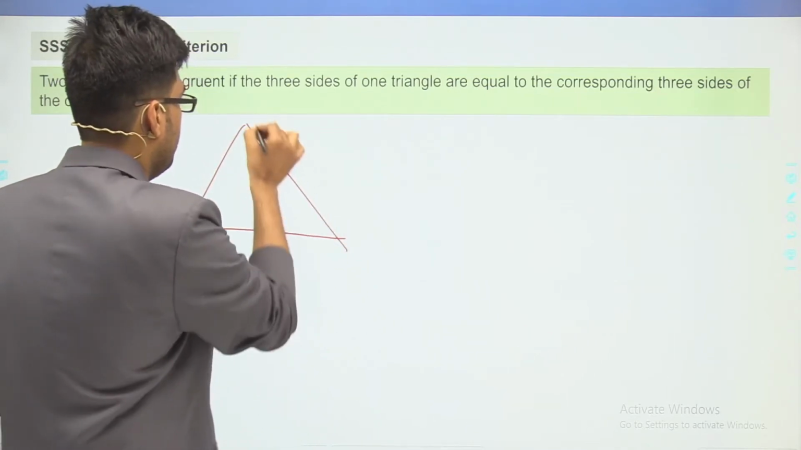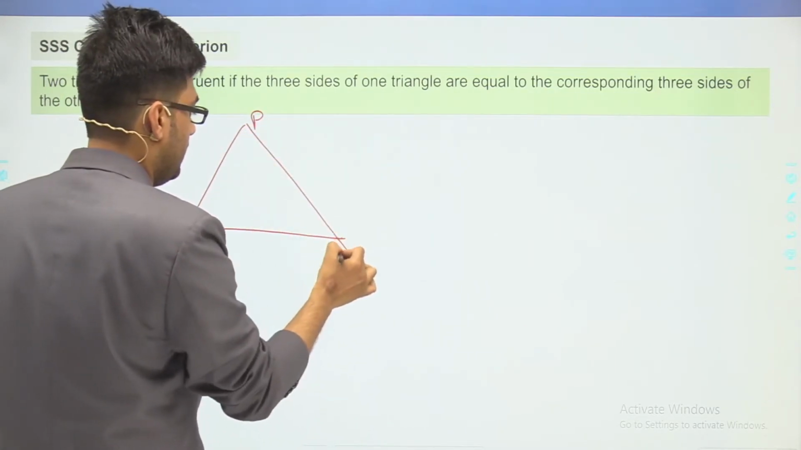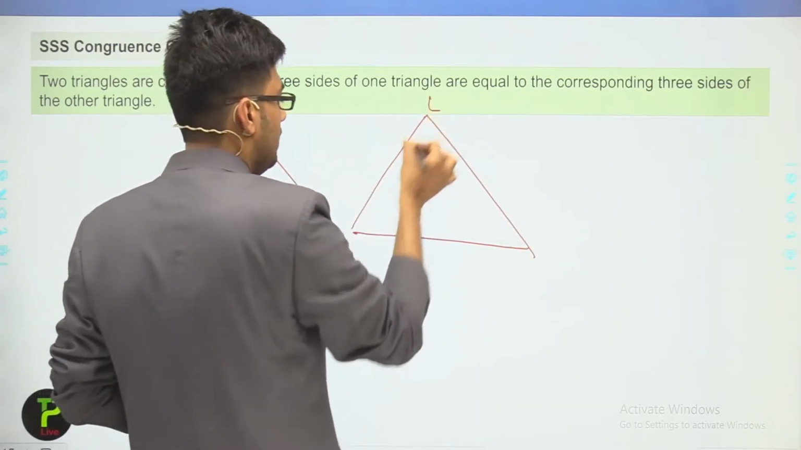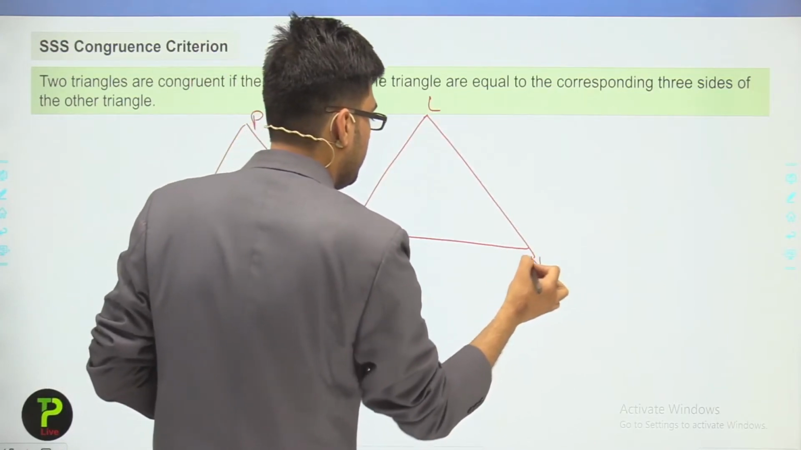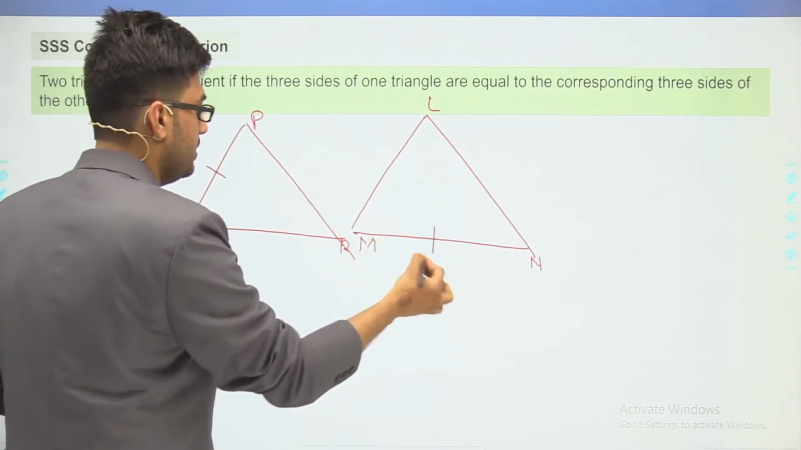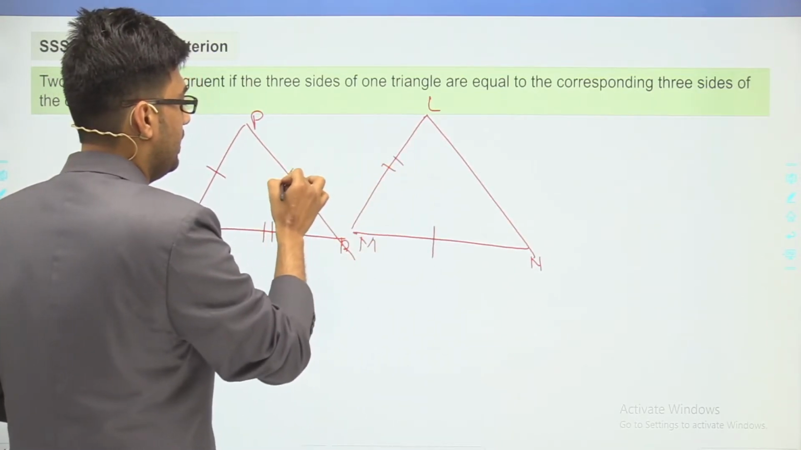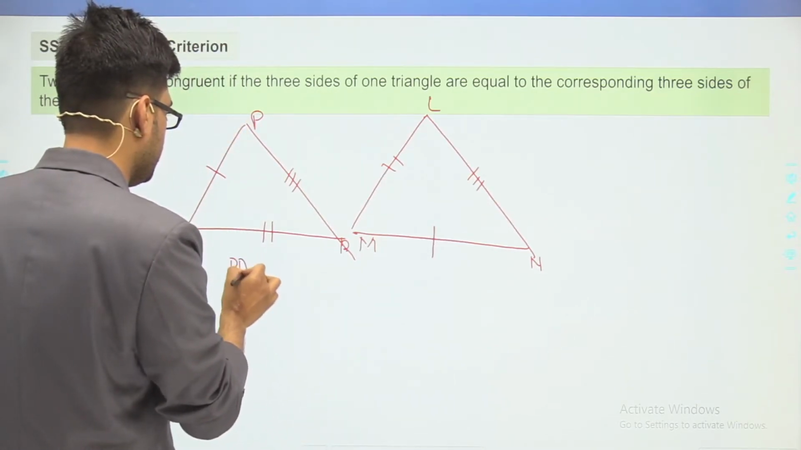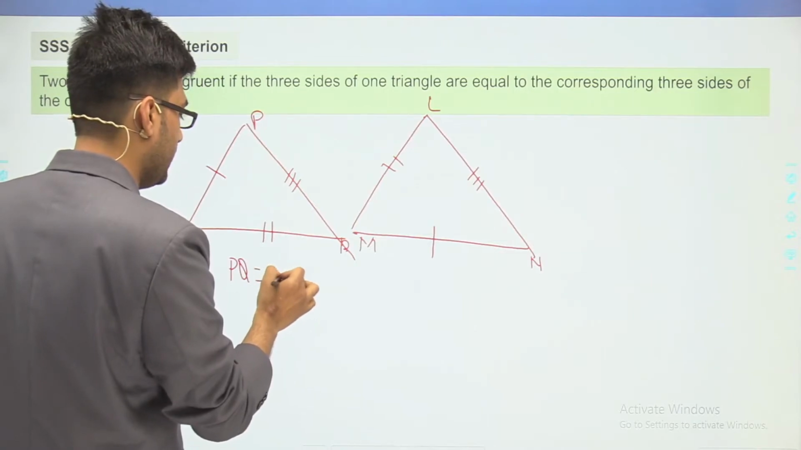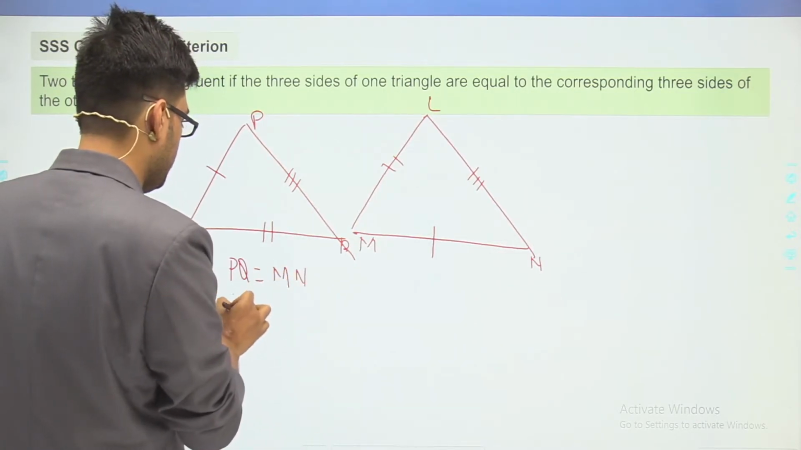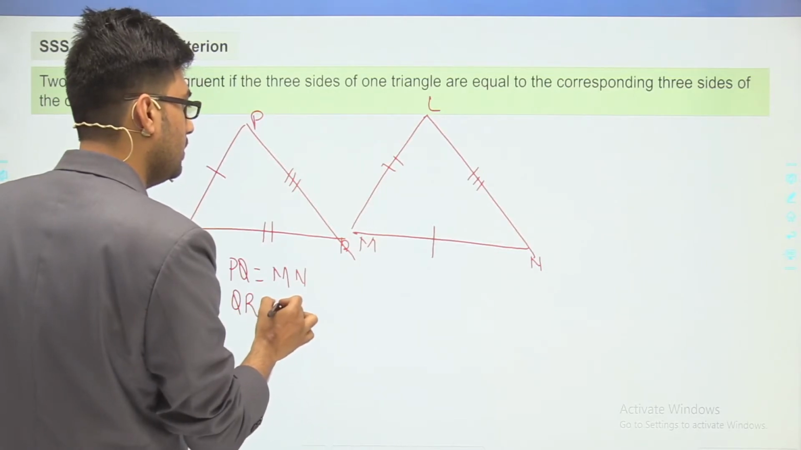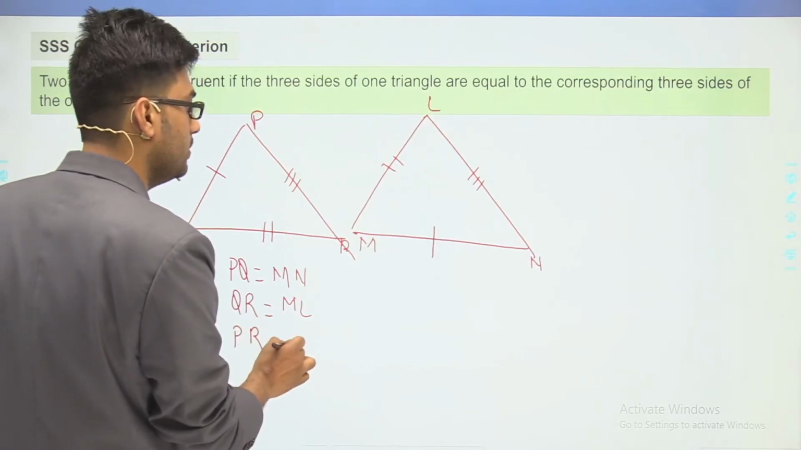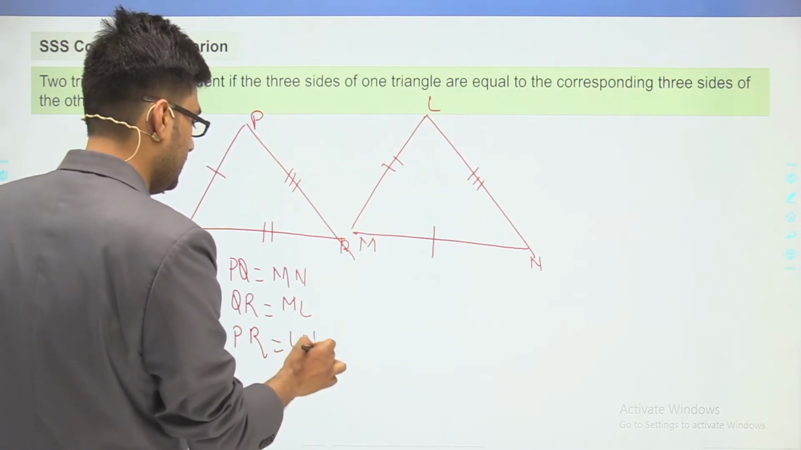This is triangle PQR, and this is another triangle LMN. Students, here this side is equal to this side, and this side is equal to this. Then we can write PQ is equal to MN, QR is equal to ML, and PR is equal to NL.